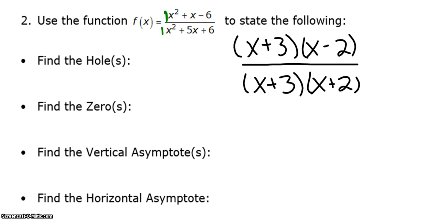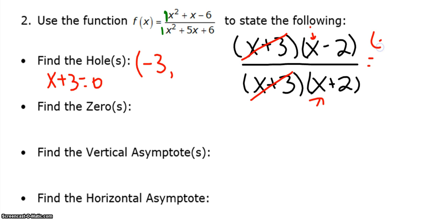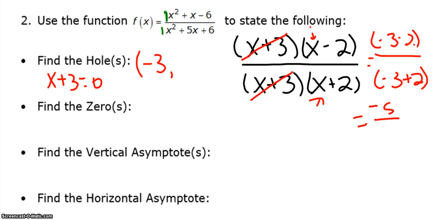Alright, for my hole, I'm looking at what is common. So I have x plus 3 on both. So I set x plus 3 equal to 0. So my x value for my hole is going to be negative 3. And now I'm going to take that negative 3 and plug it back in. When I do that, I get negative 3 minus 2 divided by negative 3 plus 2. Negative 3 minus 2 is equal to negative 5, divided by negative 3 plus 2, which is negative 1. So this makes a positive 5.